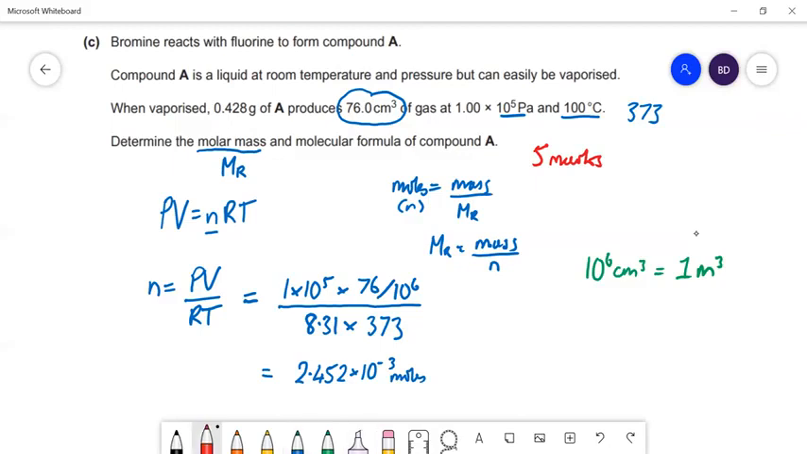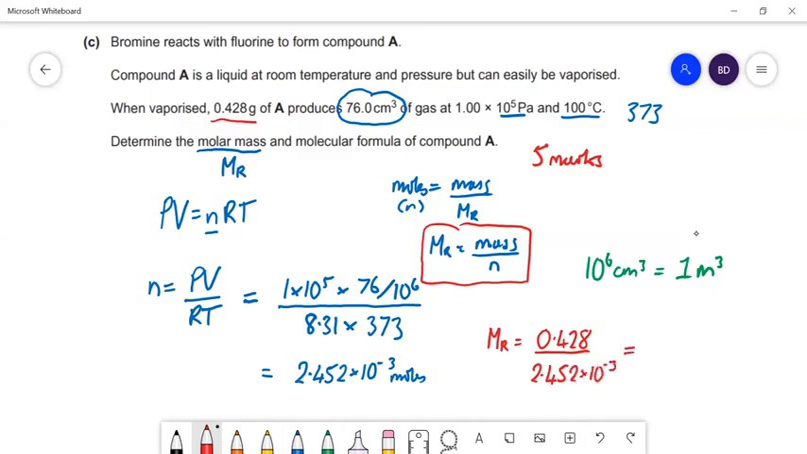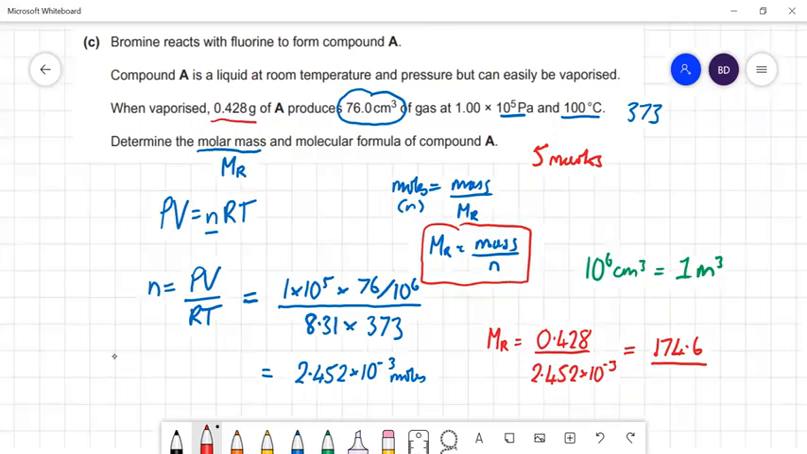Now we can put that value of the number of moles into our equation there. Let's do that. We're going to get, so the Mr is equal to the mass, 0.428 grams, divided by the number of moles, and that gives us 174.6. That's the molar mass. Okay, you can't really go wrong there unless you mess your units up, really. I think that is what you've got to be careful of in the ideal gas equation.